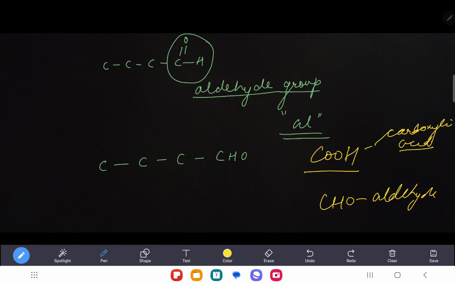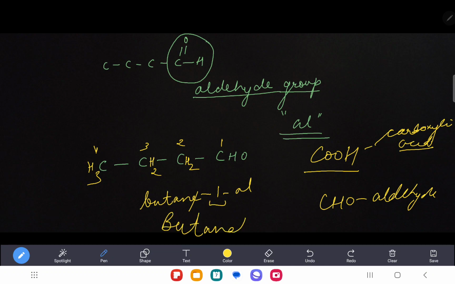So, how would you name this compound? Just tell me. It shall become 1 and 2 and 3 and 4. Butanal. So, 4 carbons but, single bonds, ane. Drop the E, 1 al. We don't have to write down 1. So, it is going to become butanal.